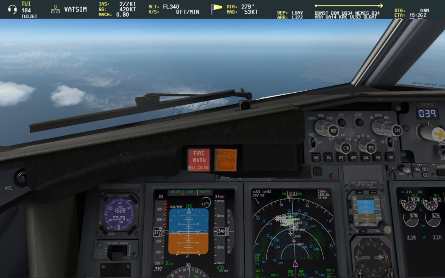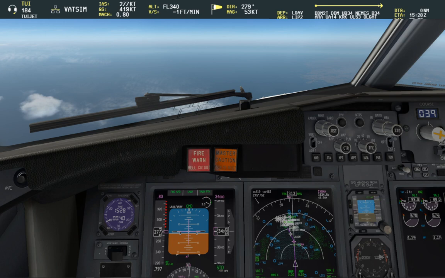Ready for departure. Austrian 15 Papa Papa, contact Padova 125.470. 125.470, Austrian 15 Papa Papa, good evening, bye bye. Ready for departure on runway 1P. Speedbird 2, correction, Speedbird 3 is 26, contact Athena 129.85.